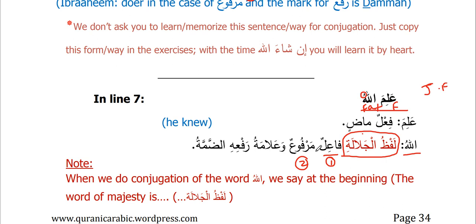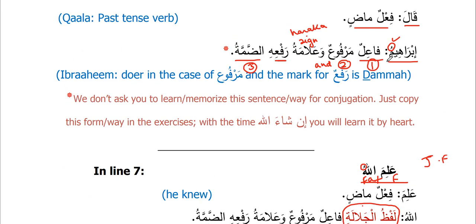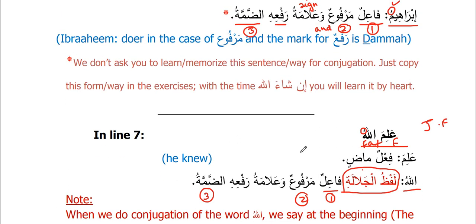Wa alamatu raf'ihi dhamma. This is your third point, that it has a dhamma. Now you can see the statement fa'ilun marfu'un wa alamatu raf'ihi dhammatu is similar to this. So this sentence is repeating every time. Since we are doing jumla fi'liyyah, that's why fa'il is coming every time, because you find fa'il in jumla fi'liyyah only. And the sentence is repeating, as here you can see the same sentence. So it is really nice if you memorize this sentence every time you see these words again and again.